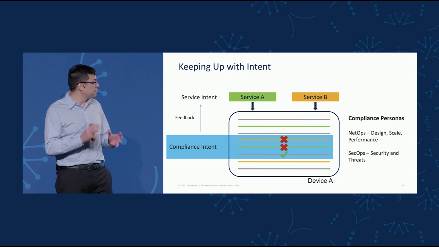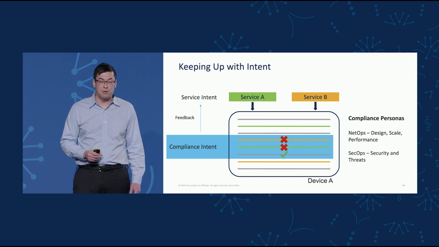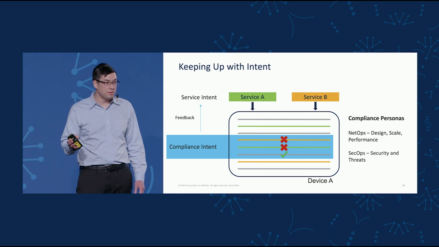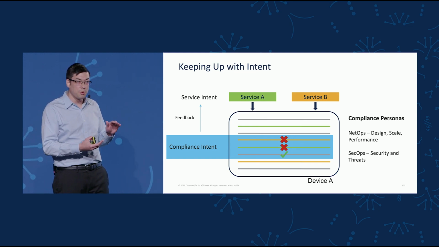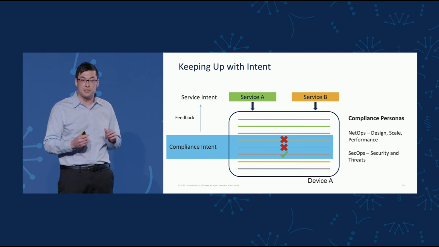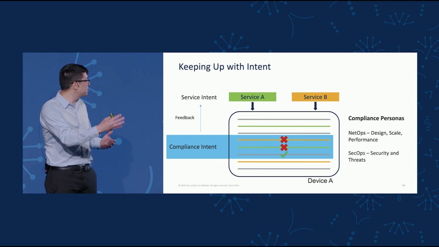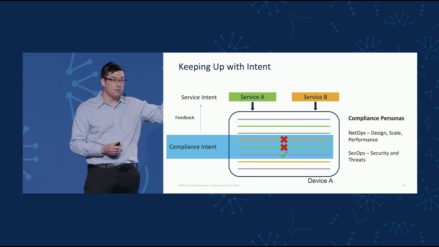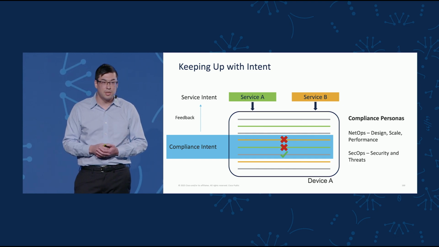So really, the service intent is the actual configuration that is deployed into the network, and the compliance intent is the guardrails that could span across multiple services potentially, or parts of the configuration where services are not checking or managing. And then we have some feedback loop once we do those checks back into the service intent or some remediation process to make sure we're compliant with the network.